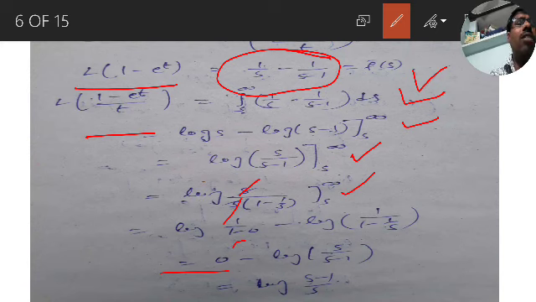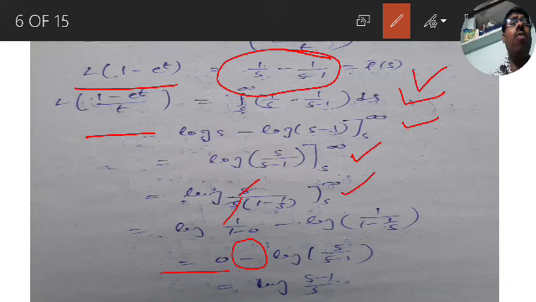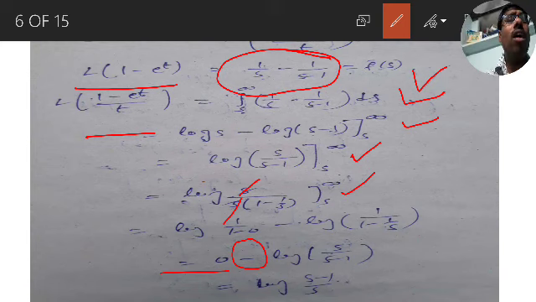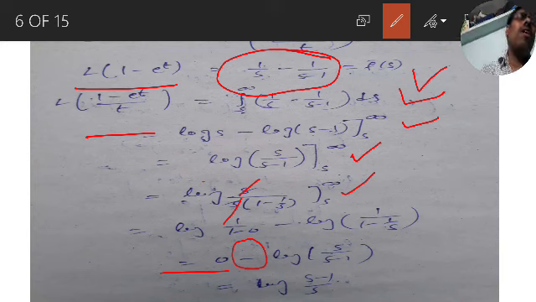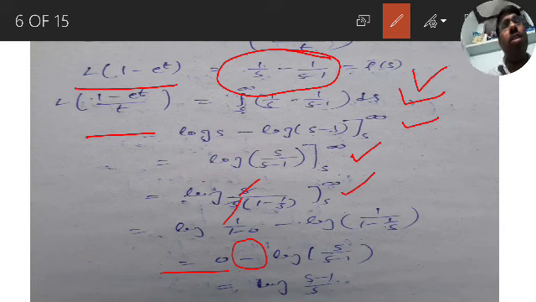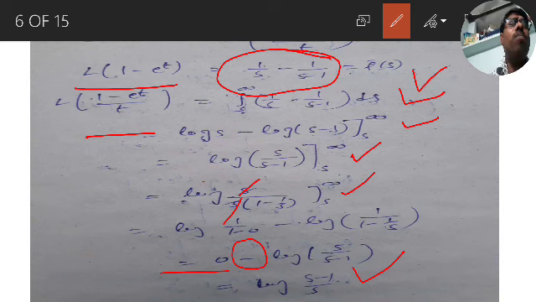So minus is there. Log x by y is log x minus log y. If it is minus, then it is log y minus log x, which means log y by x. So minus of log x by y implies log y by x: the numerator becomes the denominator, and the denominator becomes the numerator if it is minus. So what is the answer? Log of (s minus 1) by s. Are you getting it?